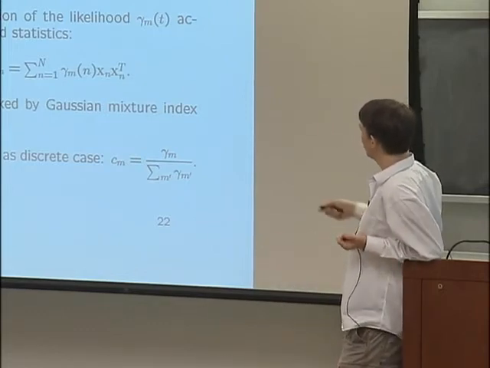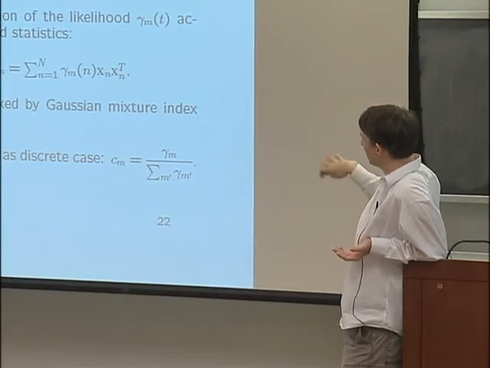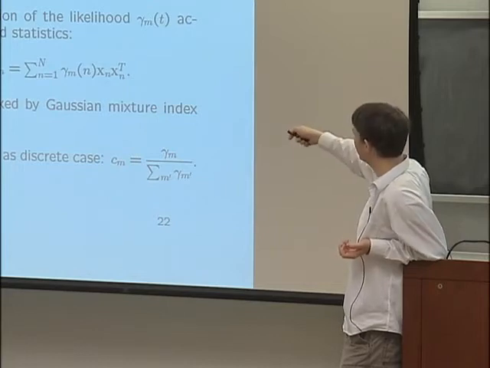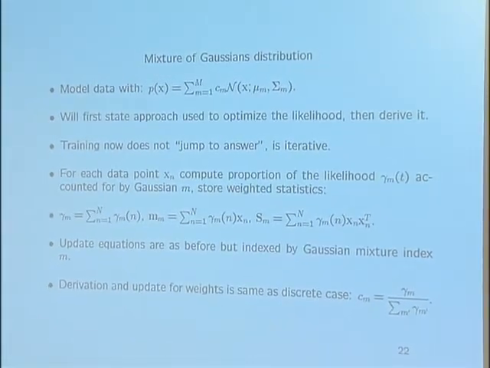Now this assumes that we have some initial estimate, maybe a random estimate, of the parameters. The parameters are the mixture weights C, the means mu, and the variances sigma. And we have some sequence x1 to xt of training points. For each element in the sequence, we compute the proportion of the likelihood accounted for by Gaussian m. So for each Gaussian, we compute this gamma m of t. t is the index on x, so if we have x1, x2, up to xt, t is the index value.